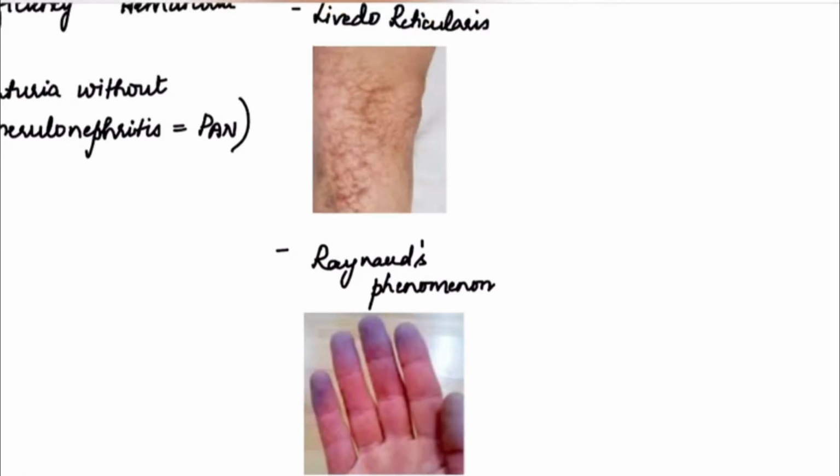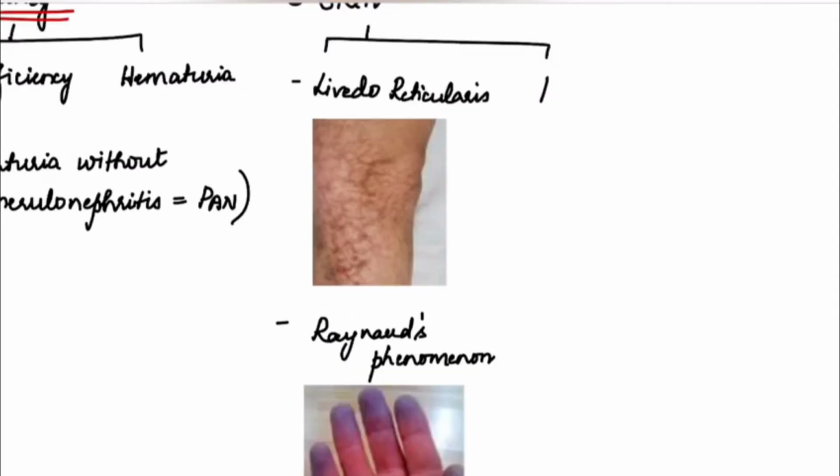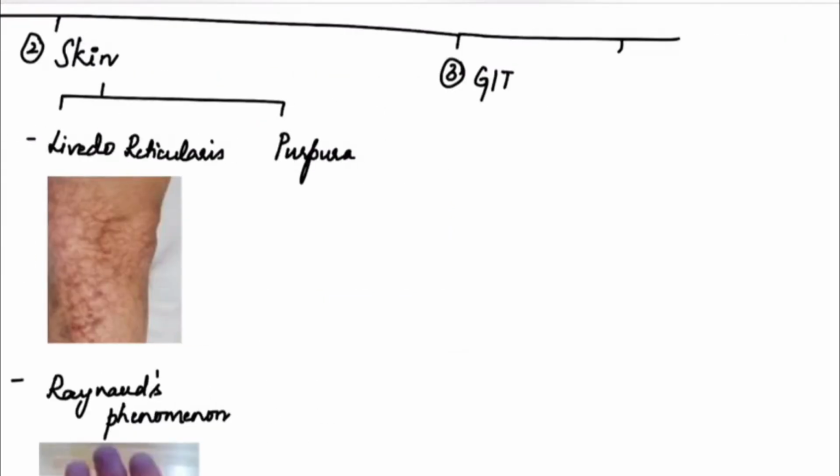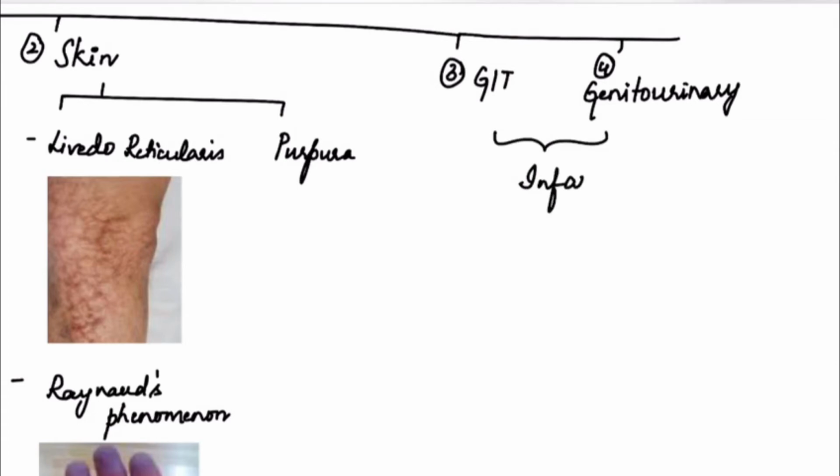Now, when there are microaneurysms in the cutaneous vessels, they may rupture producing bleeds in the skin, and that will present with purpura. The next system to be involved is the gastrointestinal tract and also the genitourinary system, which are rare to be involved. And when these systems are involved, because of decreased blood supply, there is infarct, and infarcts will present with acute abdomen. But this is very rare.